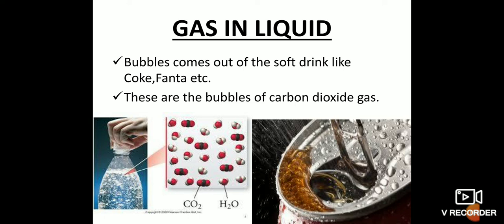right? So both water, which is a liquid, and carbon dioxide, which is a gas, are present in the gas in liquid example. That is the soft drinks part. I hope the concept of solute, solvent and solution is clear to you. And when we put solid, liquid and gas into a liquid, the examples are clear to you.